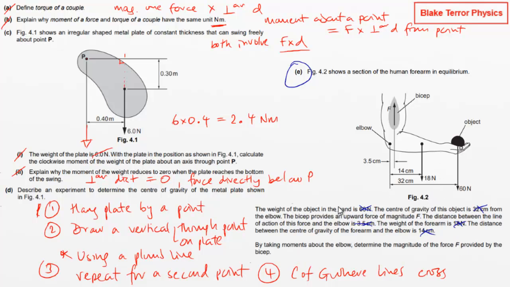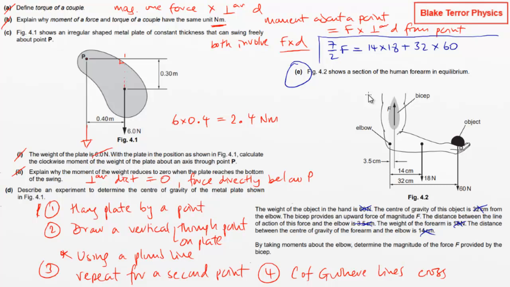Okay, so let's squeeze this up here. I've nearly run out of space. If it's in equilibrium, we are going to have 3.5, so 7 over 2 F. That's our anti-clockwise moments, which has got to be equal to 14 times 18 plus 60 times 32. So 32 multiplied by 60. Okay, there's quite a lot.